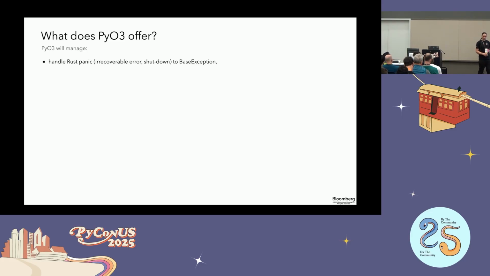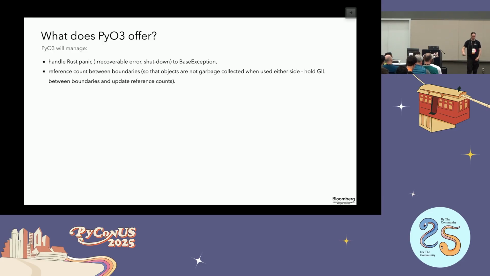Why a base exception? Because most people catch exceptions, not base exceptions. You can catch base exceptions, but there's no guarantee that's what's going to happen, so it's not recommended. But any panic that happens in your Rust code is going to be translated into a base exception. This is the translation layer that PyO3 will do for you.